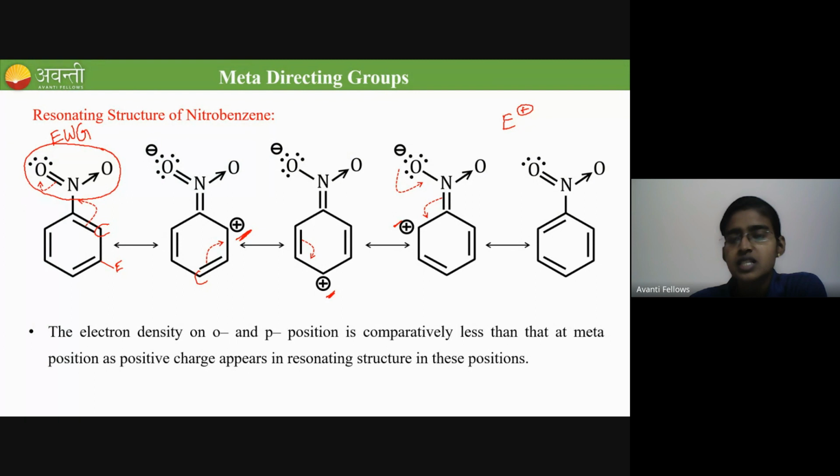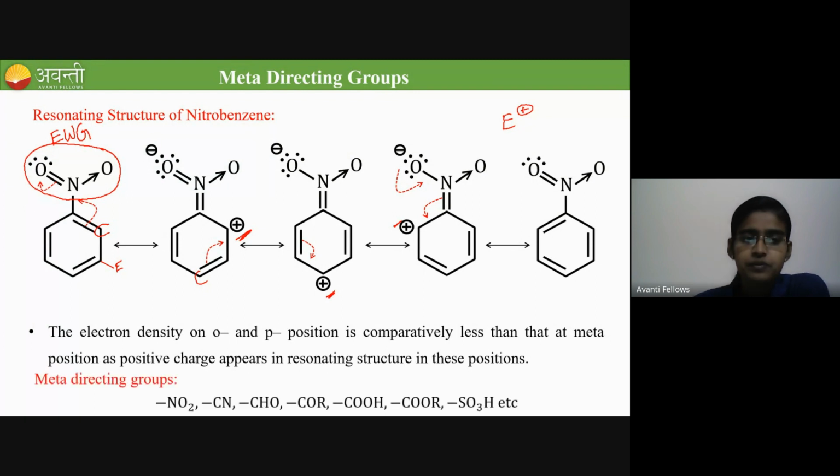And some more electron withdrawing groups are also there. So those are cyanide, CN, CHO, COR. This is nitrobenzene, and this will give you cyanobenzene. This is benzaldehyde, and this is your ketone. We will get acetophenone, and this will give you benzoic acid, and this is the ester. We will get ester, and this is benzene sulfonic acid. So all these groups are electron withdrawing groups.